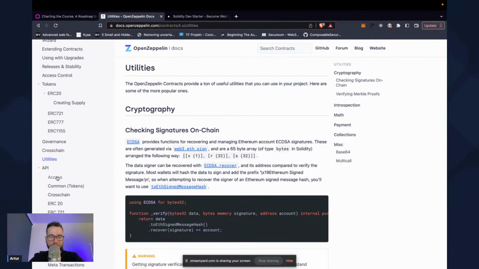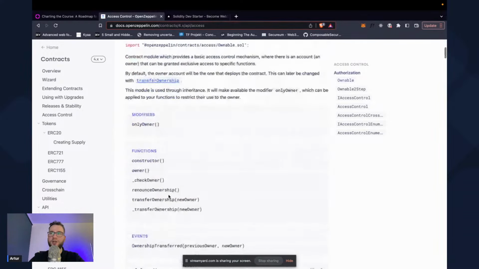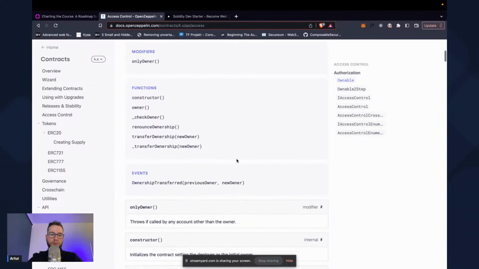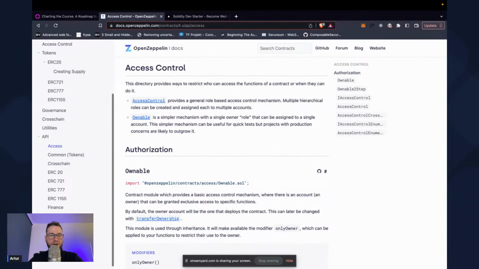So you have, for example, some access controls, some authorization smart contracts that you can import and use inside your code. So it's also really beneficial to go through these popular ERCs, understand them, and read what kind of APIs they are offering.